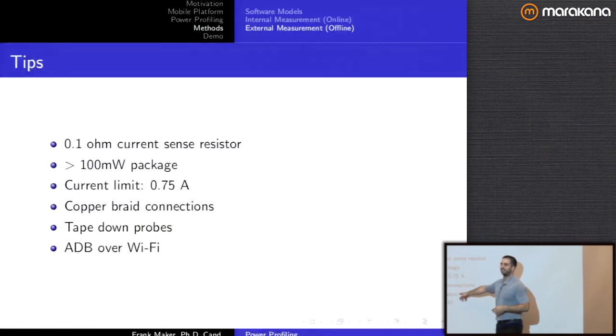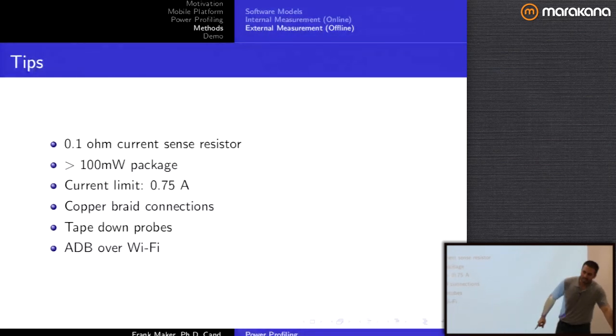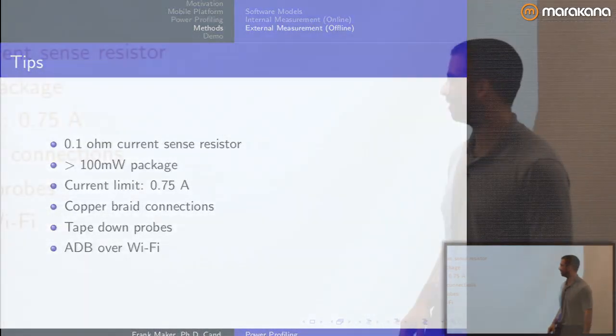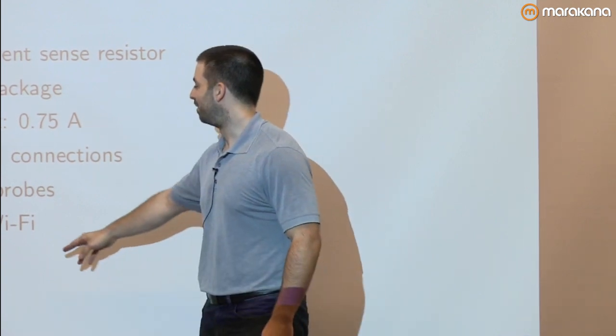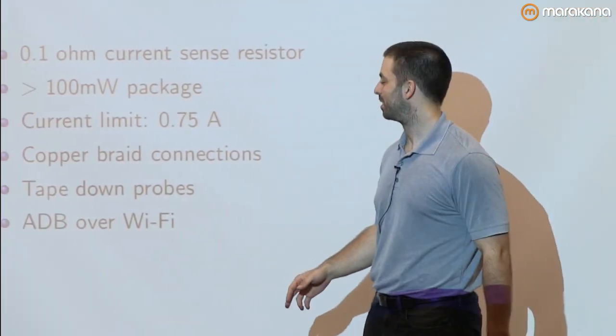Tape down the probes. I'm surprised it took me like 5 years to figure this out. But if you just tape down the probes, then they don't wiggle out, the phone doesn't get shorted, and your measurement doesn't get messed up. If you don't tape the probes, you're going to bump it. So just tape down the probes, and you won't have any trouble. 5 years? Yeah. Interesting deal. Just one day I was like, I should just tape this down.